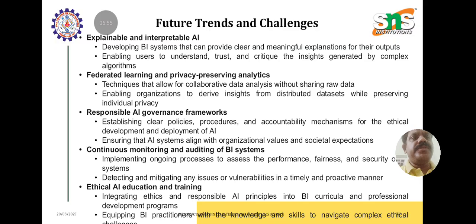So when you see the future trends and challenges in business intelligence usage and tools according to ethics, it should be explainable, and it should be interpretable with AI, and it should be federated learning and privacy preserving analytics support. Also, responsible AI governance frameworks should be incorporated and implemented, and also it should be a continuous monitoring and auditing of BI systems with all fairness and performance security. If any vulnerabilities are detected, it has to be mitigated in a proactive manner.